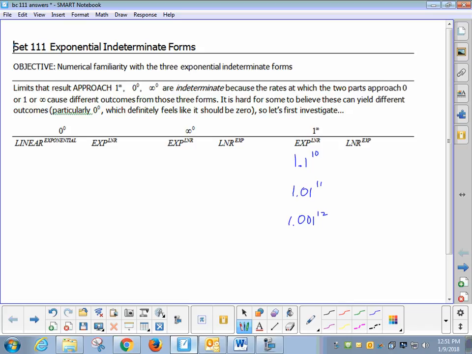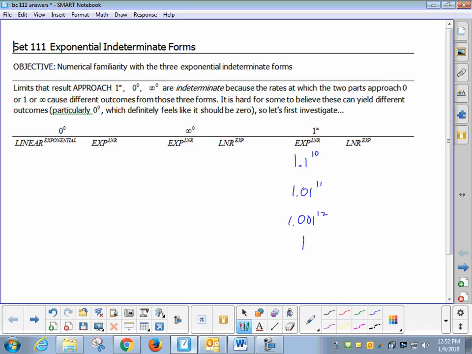What is that approaching? What are these getting very close to? 1. Yeah, if you thought of 1.001 times itself 12 times, that's pretty much just 1, yeah? Okay, now that one kind of confirmed what I thought. 1 to more power should approach 1. However, if the base approached 1 slowly and the exponent grew quickly, you could get something else.